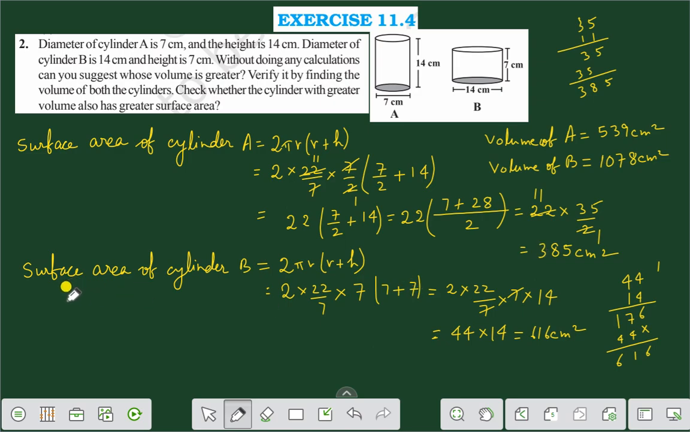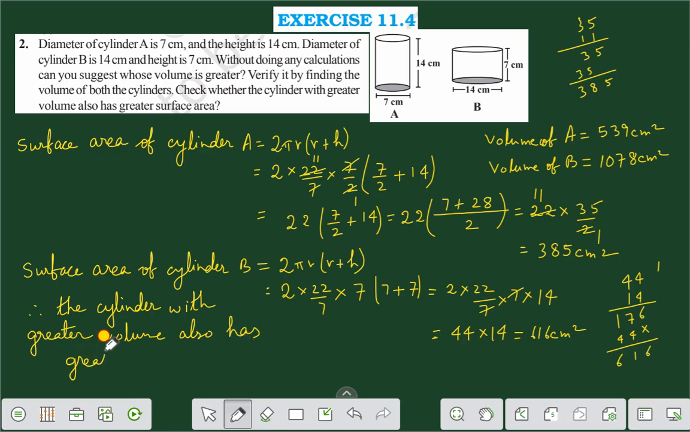Right? Then we can say that the cylinder with greater volume also has greater surface area, right? This is the answer.